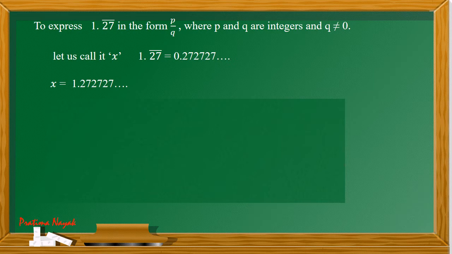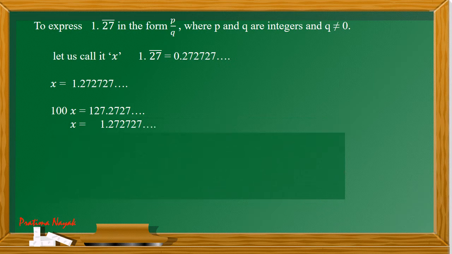So x is equal to 1.2727272. I'll multiply the same way as we did. 100x will be 127.2727. Then x is equal to 1.27 repeating as it was.